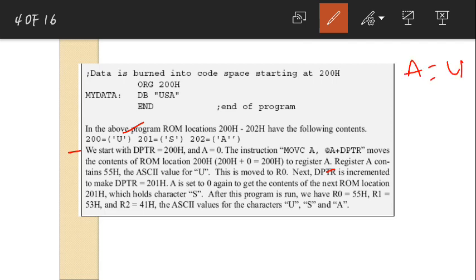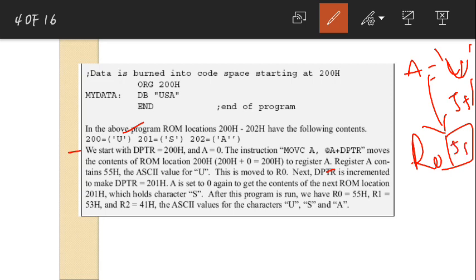After that, register A contains 55H, the ASCII value for U. For this U, the ASCII value is 55H in hexa. So if you convert, you will get 55H. Next, this is moved to R0. Whatever is there in A, I am trying to move that into R0, because in this 8051 all the values are in hexa itself. It will take as a hexa and will convert it into binary internally.